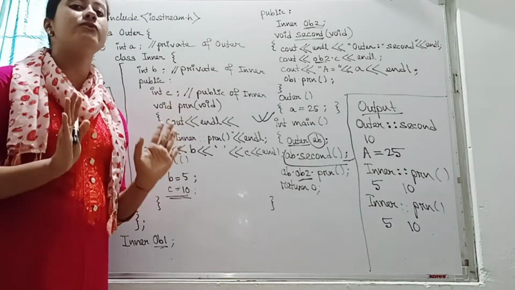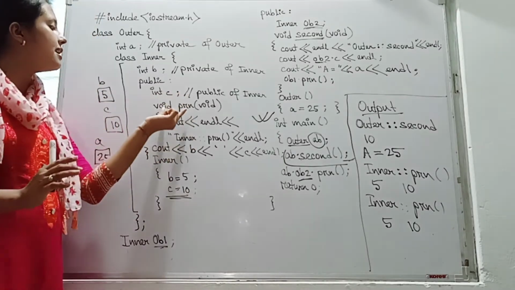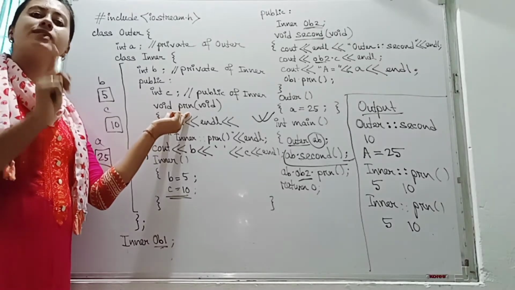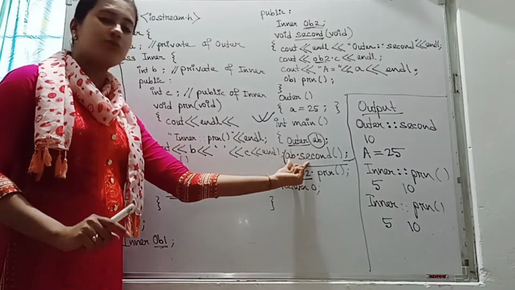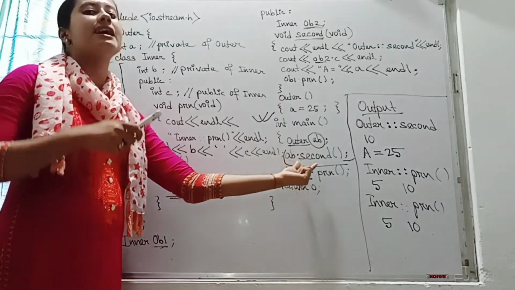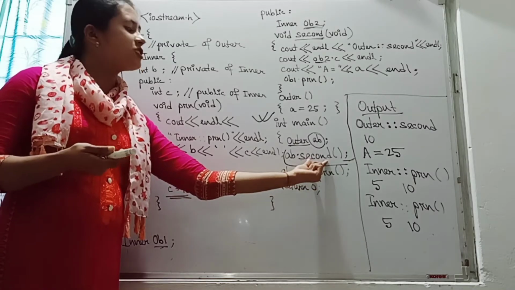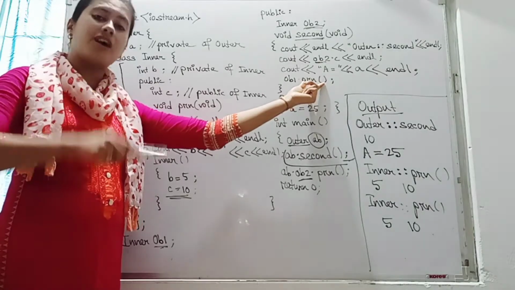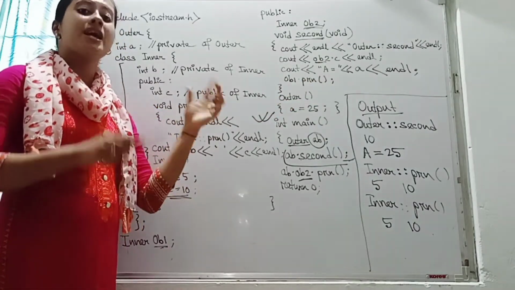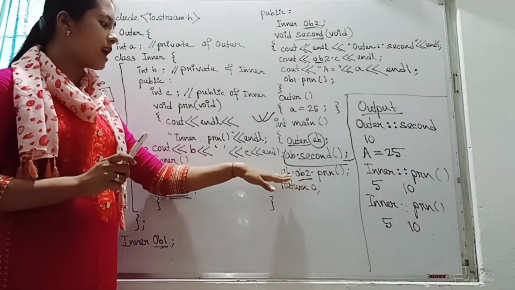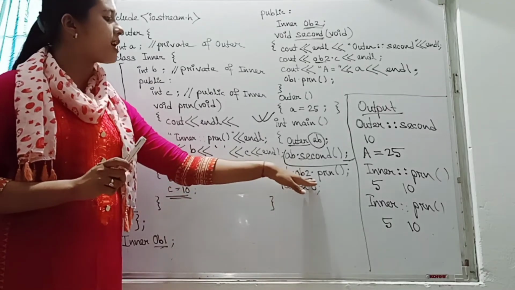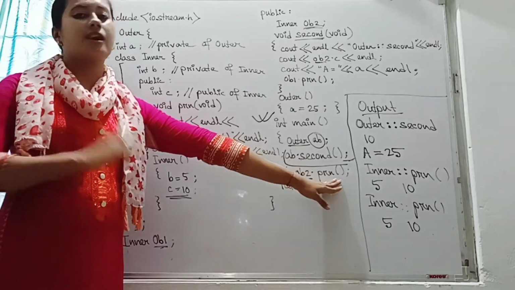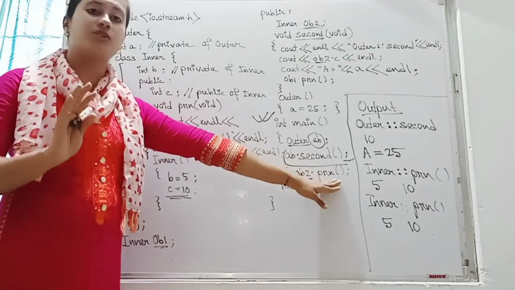So there are two ways how we can access the member function of an inner class. Clear? What are the two ways? First method is, first you write the object of the outer class, and then you write the member function of the outer class in which there is the function of the inner class. And second method is, first you write the object of the outer class, then you write the object of the inner class, and then you write the function of the inner class. So these two methods are there.